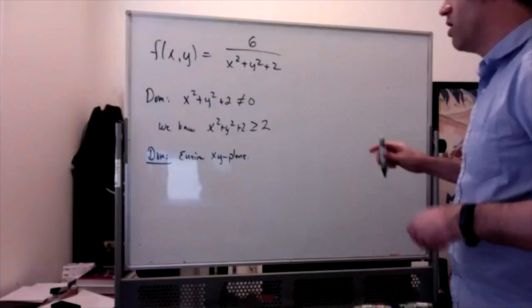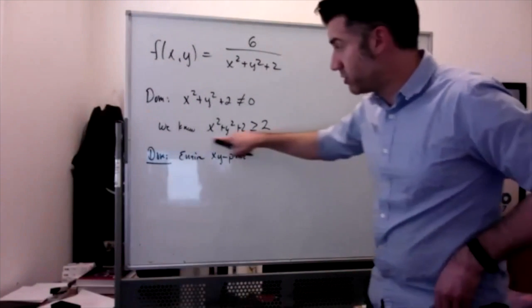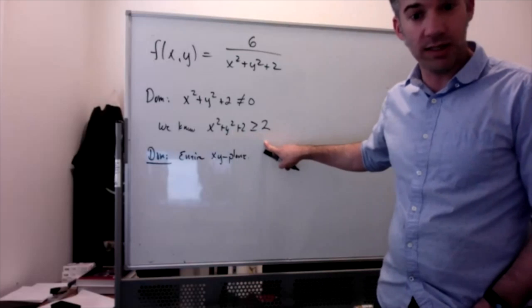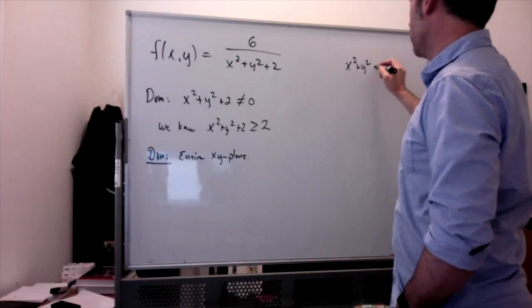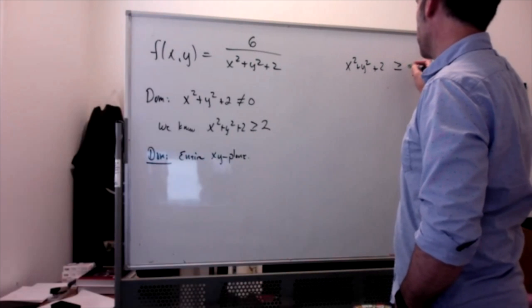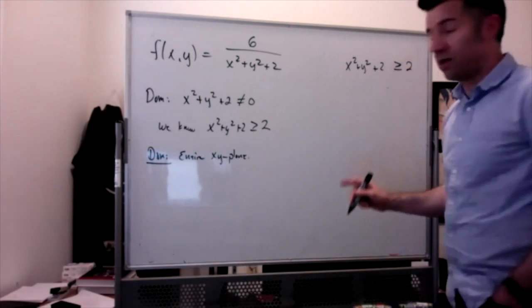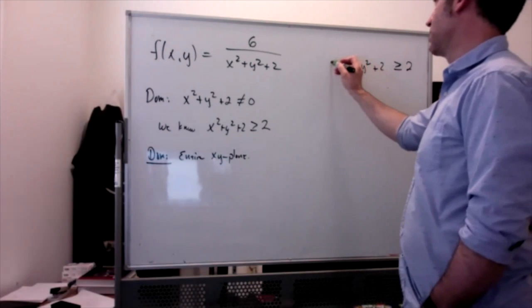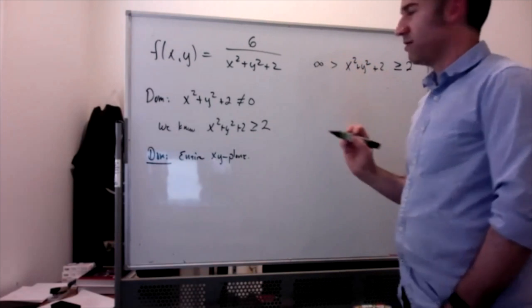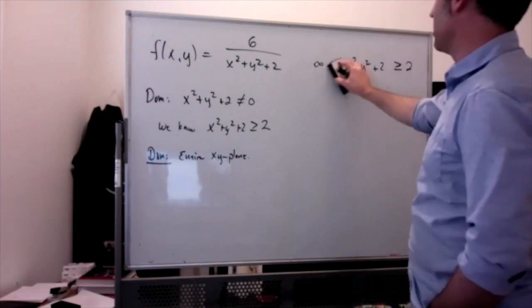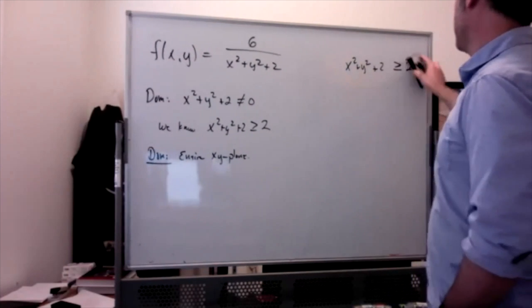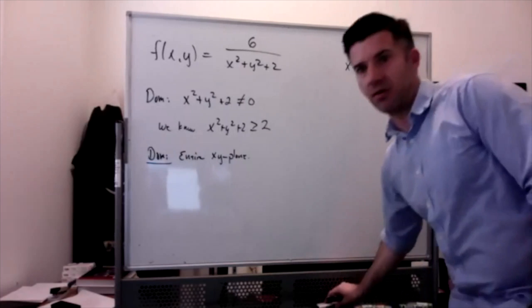Okay, how about the range? Well, it's good to observe this. It's going to help us. So we know that x squared plus y squared plus 2 is in fact greater than or equal to 2. And I suppose I should say, it's less than infinity. You do really want to have a compound inequality here. I kind of want to write it the other way though. Usually I like to have the smaller things on the left and the bigger things on the right.